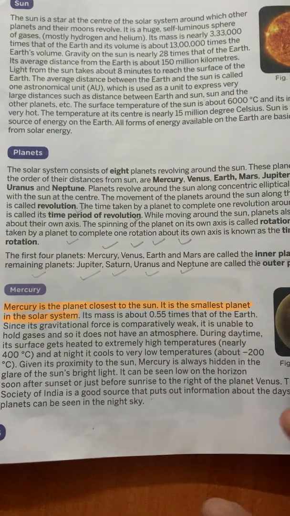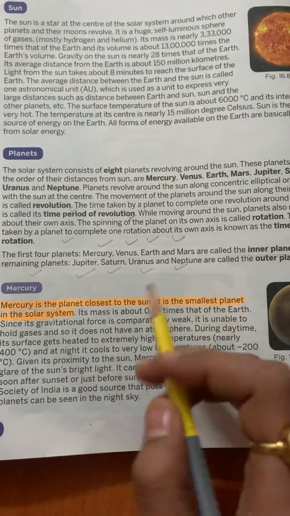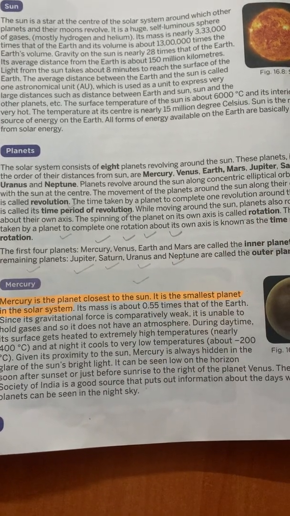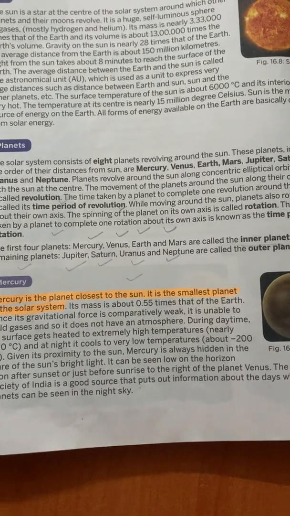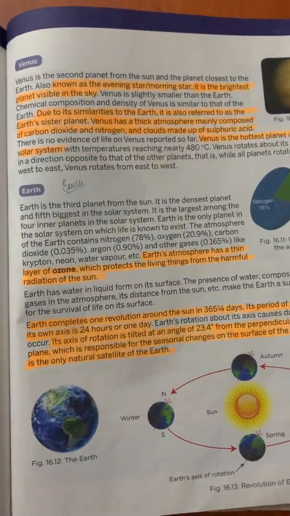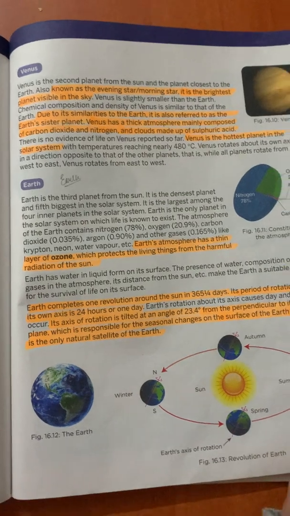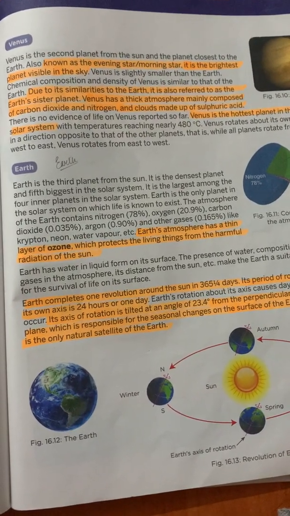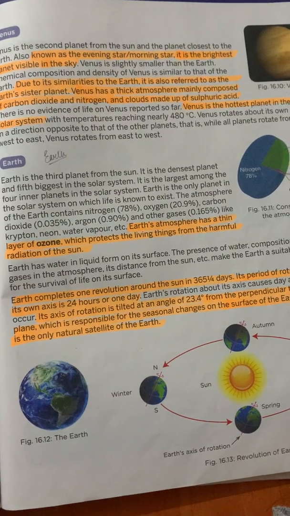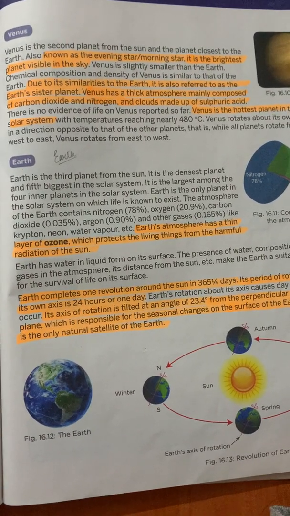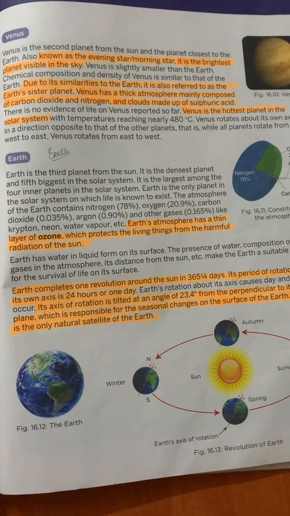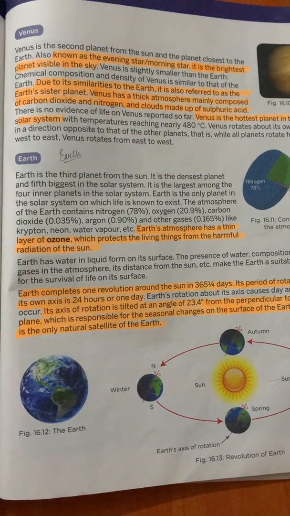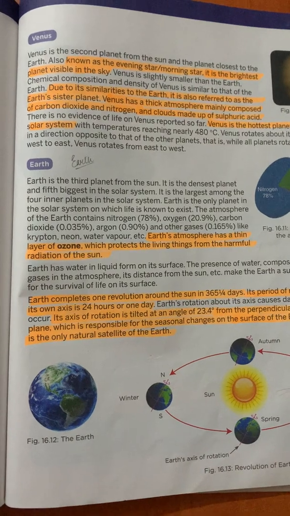When it comes to Mercury, it is the planet closest to the sun, and it is the smallest planet in the solar system. Venus is also known as the evening star and morning star, and it is the brightest planet visible in the sky. It has similarities with the earth, and that is why it is also referred to as earth's sister planet.